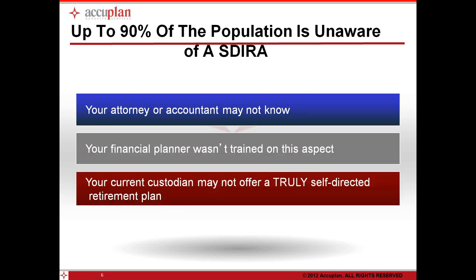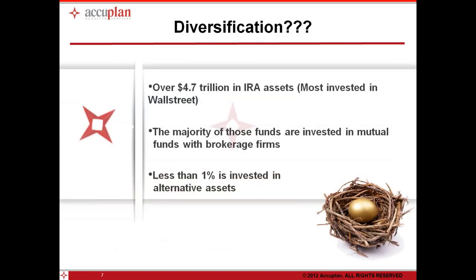Your current custodian may not offer what's called a truly self-directed IRA. Their definition of a self-directed IRA means that you may have 15 to 20 options within the portfolio that they have, but a truly self-directed IRA will give you the option to invest in both traditional and non-traditional investments. What that means is you're able to invest on Wall Street as well as on Main Street. The only two restrictions you have with a truly self-directed IRA is that you cannot invest in life insurance or collectibles. And we'll talk about that in future slides.